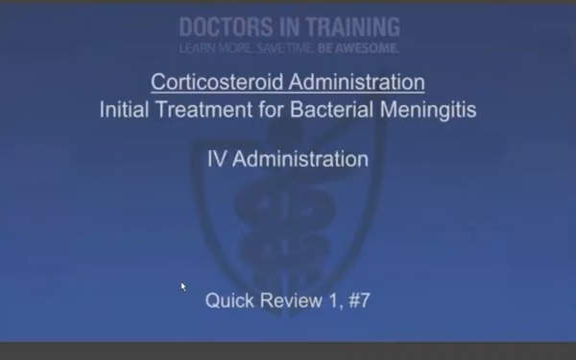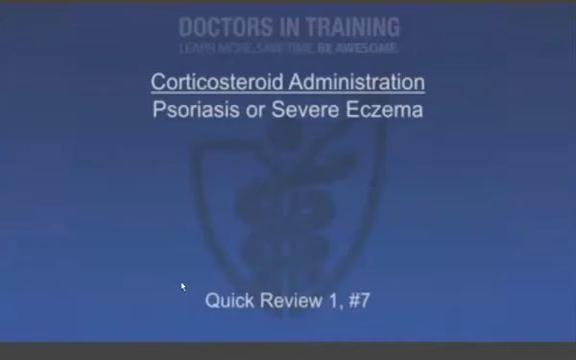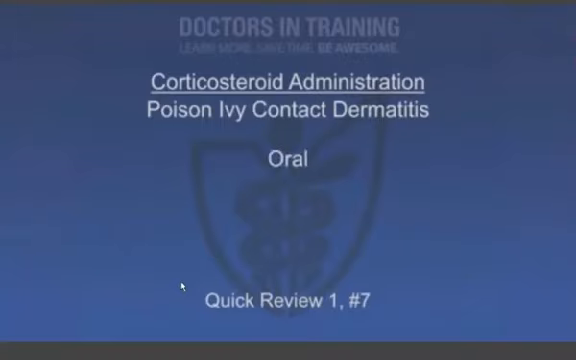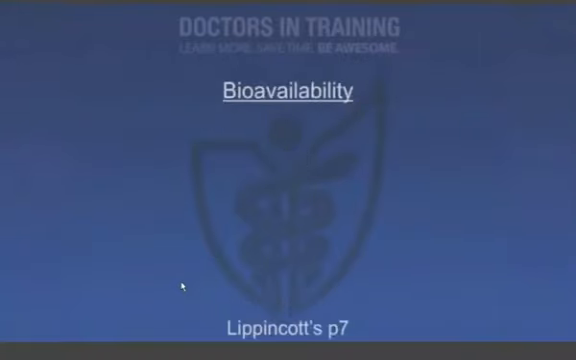Initial treatment of bacterial meningitis, we give IV steroids with the first dose or prior to the first dose of antibiotics in cases of bacterial meningitis to help reduce morbidity and mortality, really morbidity associated with bacterial meningitis. Psoriasis and severe eczema, here you'd use a topical steroid. So this would be topical administration. Allergic rhinitis, we would give steroid intranasally. And then poison ivy contact dermatitis, you're going to see oral administration of steroids in this case.